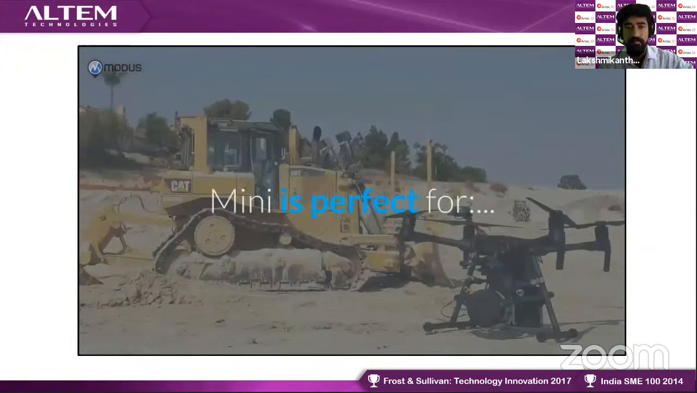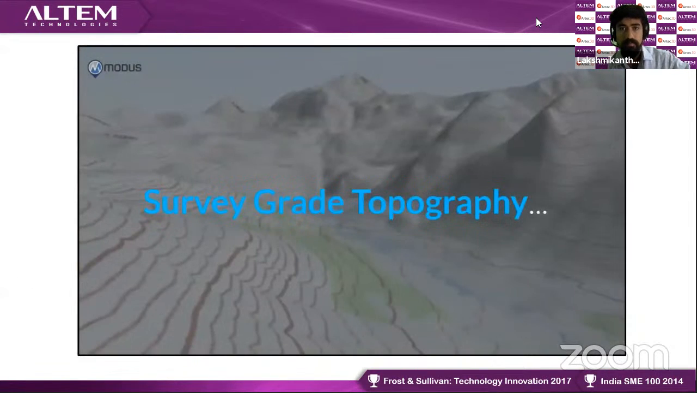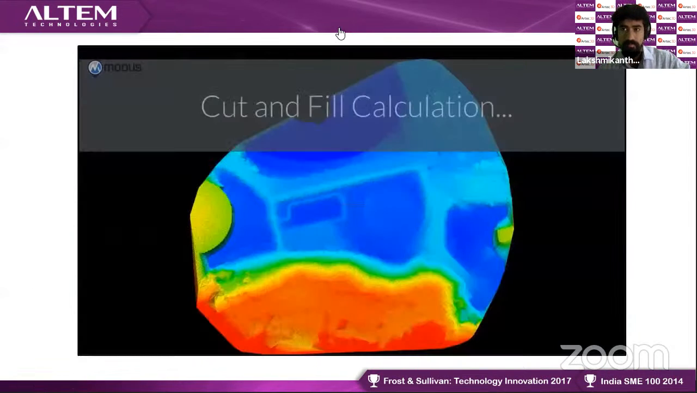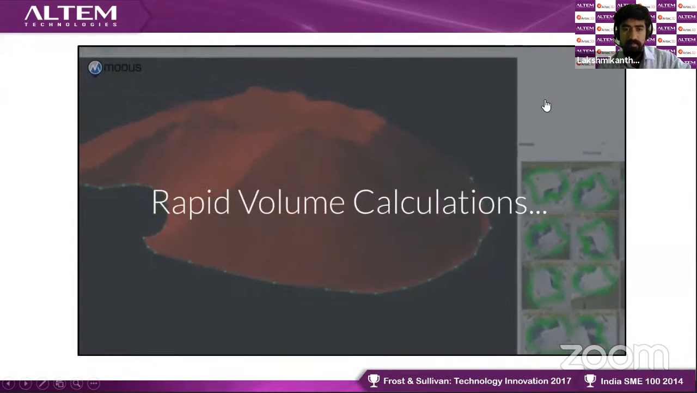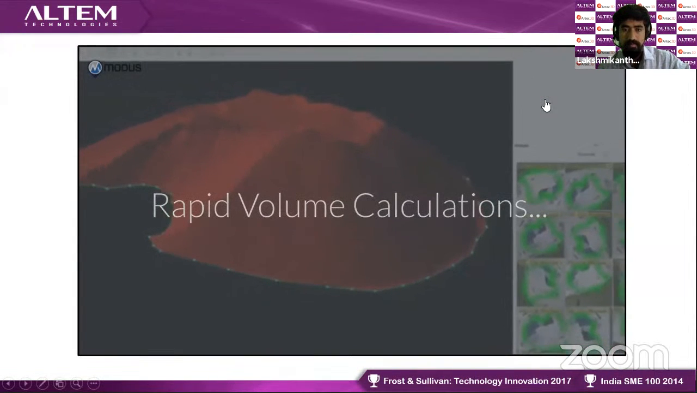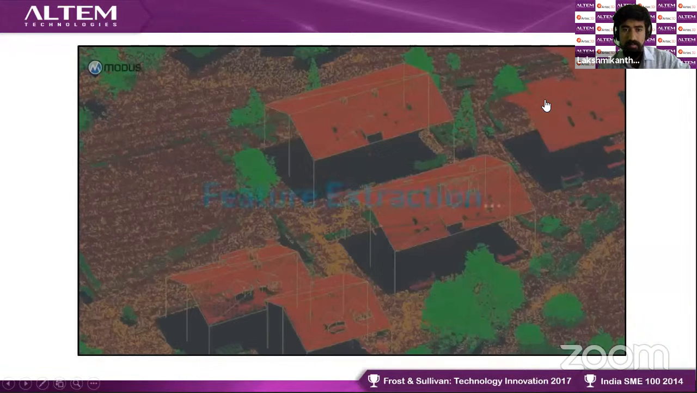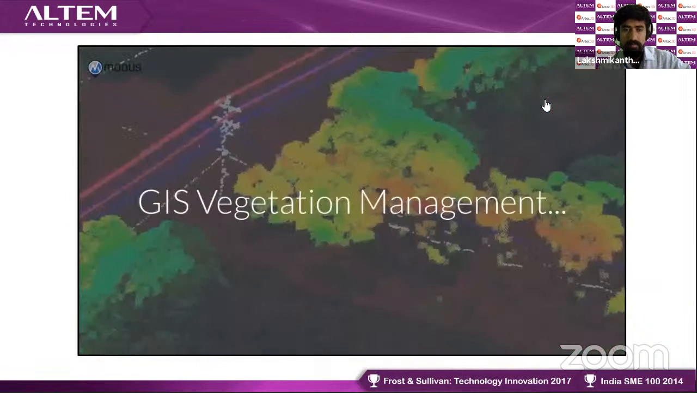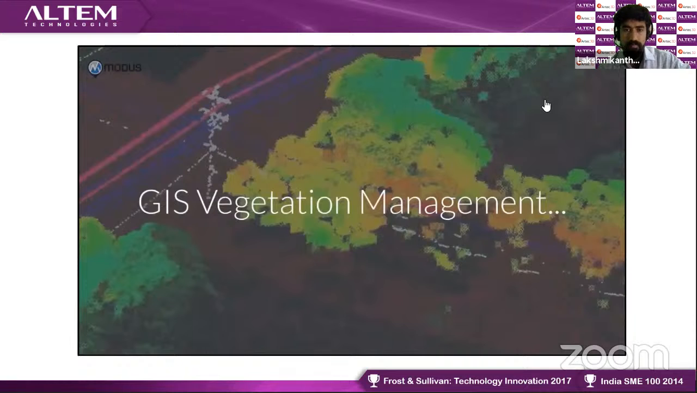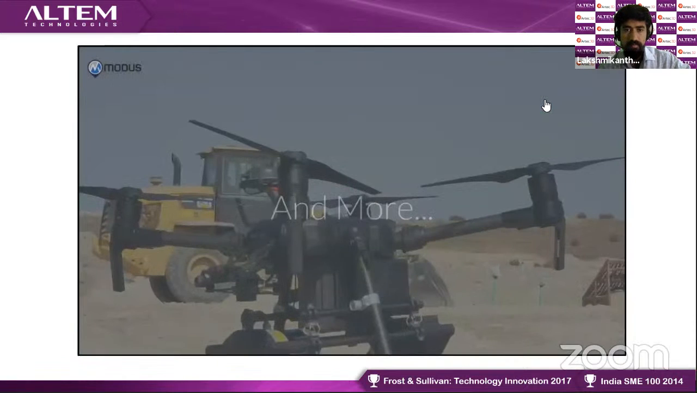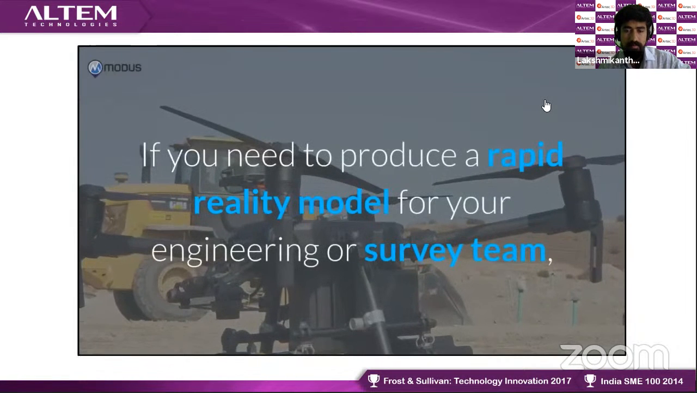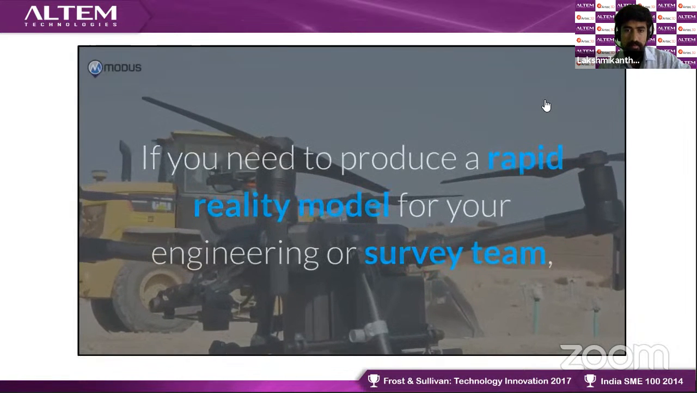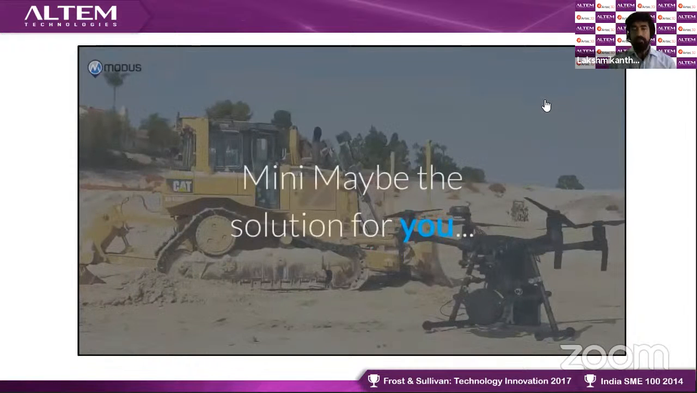Mini is perfect for survey-grade topography, cut and fill calculation, rapid volume calculations, feature extraction, GIS vegetation management, city planning, and more. If you need to produce a rapid reality model for your engineering or survey team, Mini may be the solution.